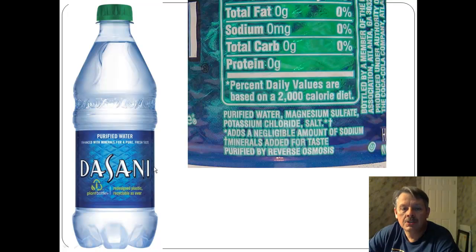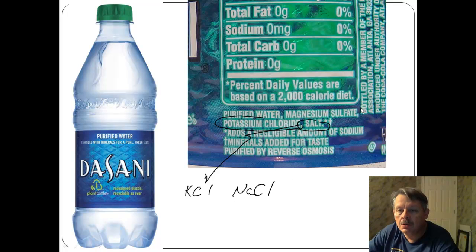So let's look at some Dasani water and see what's in it. We notice some potassium chloride, and we know potassium chloride is KCl. We know what salt is, and salt is NaCl. But what in the world is magnesium sulfate? That's an interesting one. That's an ionic substance, but we don't know what that is.